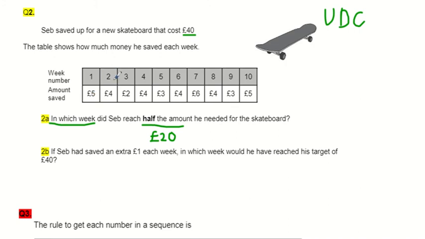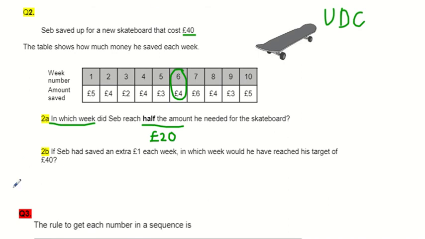Okay, so I need to just calculate now where I get to 20. So 5 and 4 is 9, add 2, 11, add 4, 15, add 3, 18, add 4, 22. So in week 6, he saves half the amount that he needs for his skateboard.